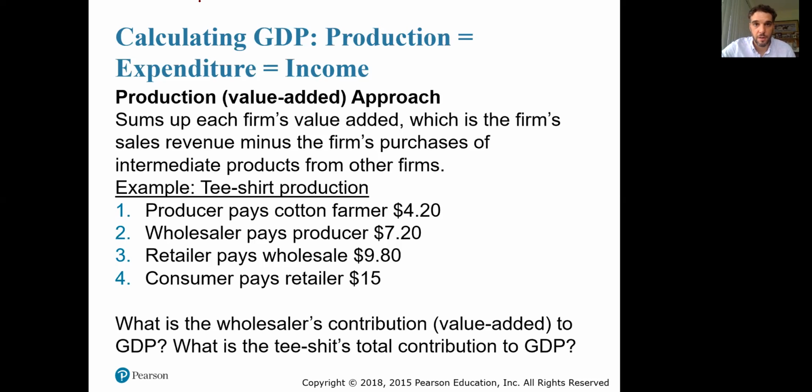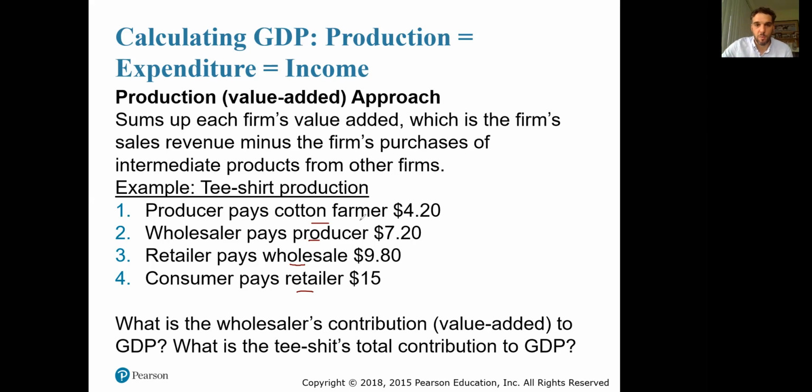So to produce this t-shirt, we have 4 different firms in the supply chain. We have a cotton farmer, we have the producer, we have a wholesaler, and we have the retailer. The cotton farmer, presumably, is going to be producing at zero cost. I know that's not realistic, but we're just going to make it a strong assumption. But the cotton farmer produces their cotton and ends up selling their cotton for $4.20 to the producer.